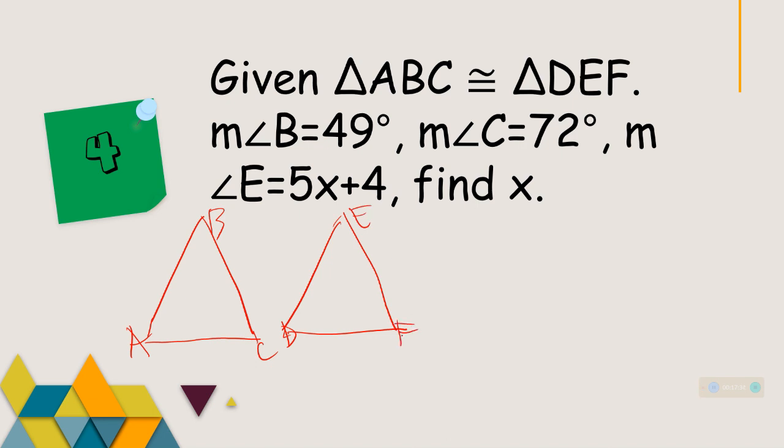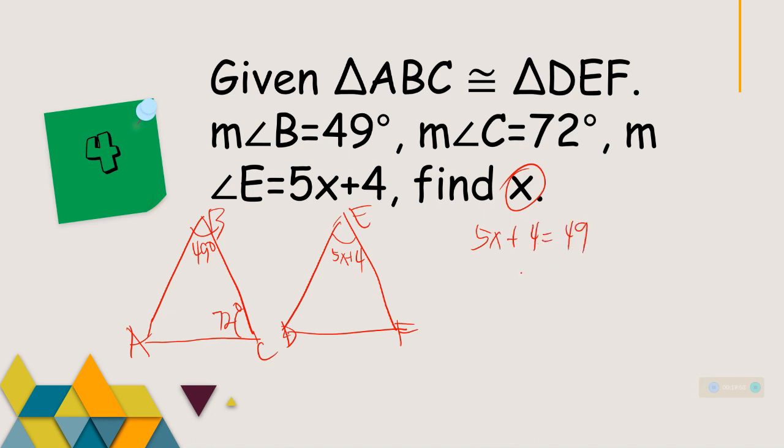We are given that angle B is 49 degrees. Angle C is 72 degrees. Angle E on the other triangle is 5x plus 4. So how are we going to find x? Yes. Since angle B corresponds to angle E, they are congruent. So that's why you will have 5x plus 4 is equal to 49.